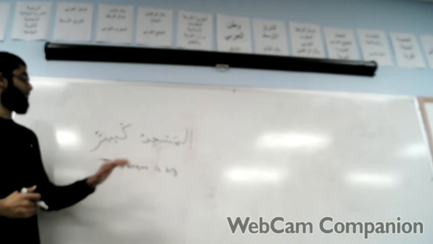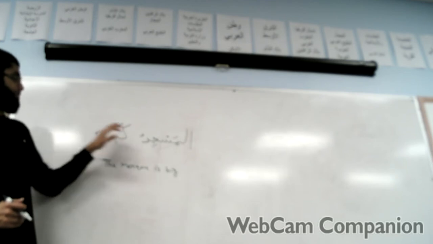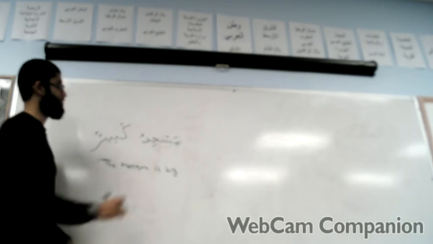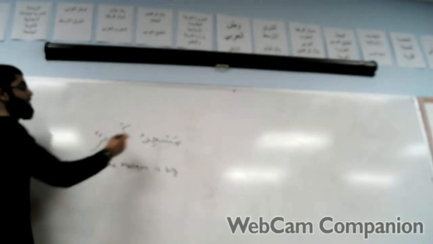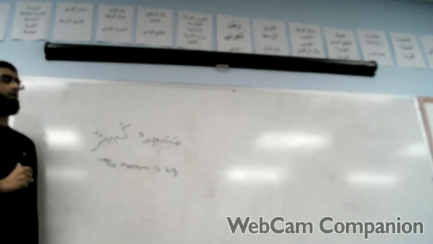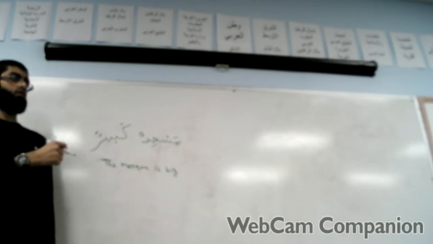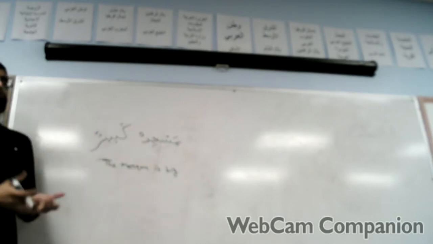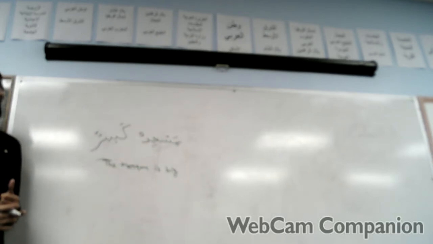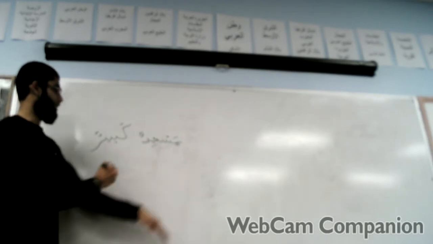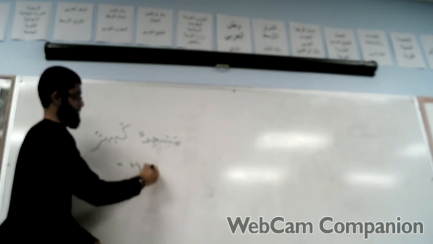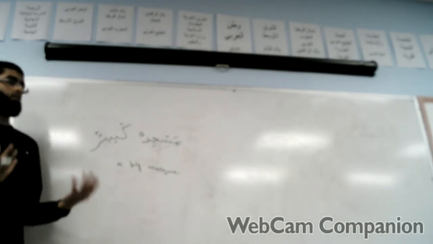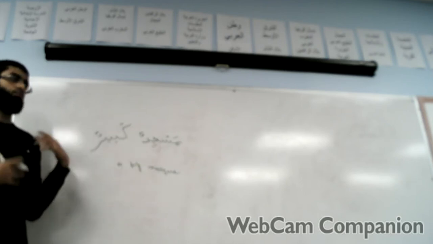If I took out the al, and I said masjidun kabirun, then it means a big masjid. Now it becomes a noun and an adjective that's describing it. It's not a complete sentence. This translates to a big mosque. This can be a subject, but there's no predicate.